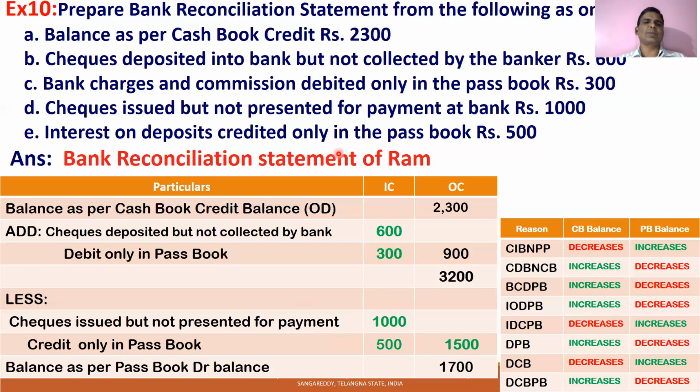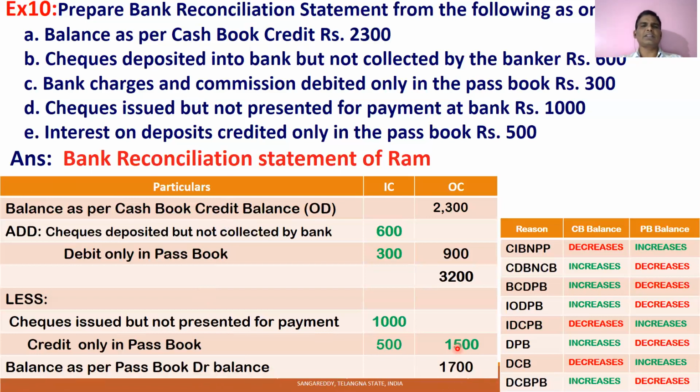Last point, interest on deposits credited only in the passbook. Whatever is credited in the passbook, passbook increases. Not recorded in the cash book, so cash book decreases. Given is the cash book OD balance, and because it decreases, we have to less. So 600 plus 300 we add, 900, 2300 and 3200; 1500 we less. 3200 minus 1500 is 1700. Because the balance as per cash book is OD, the answer is the balance as per passbook: passbook debit balance, OD balance, 1700.